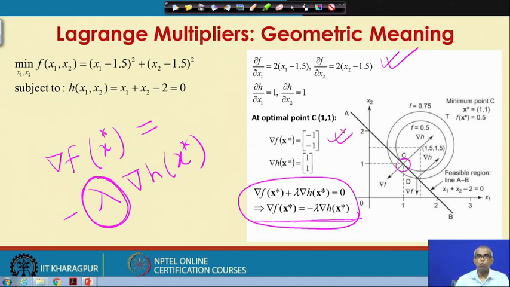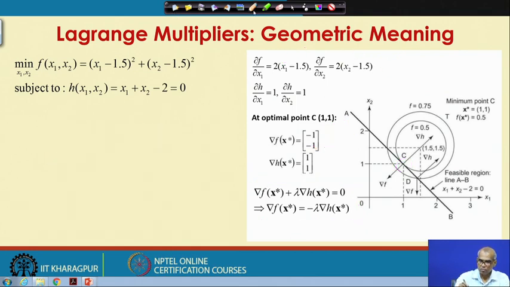Point C is (1, 1). So, put x1 equal to 1, x2 equal to 1. So, we get minus 0.5 into 2, which is minus 1. Similarly, you get minus 1 here, and the gradient of h is (1, 1). So, now look at this, the lambda will be equal to 1.